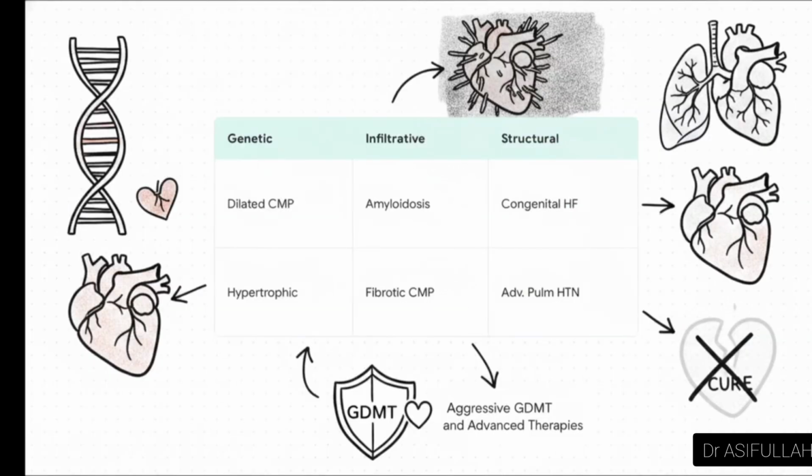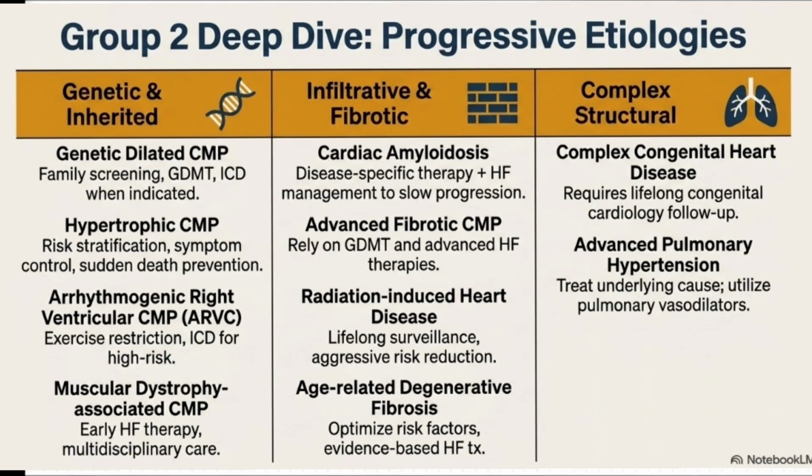Let's look at the specific etiologies driving this progressive decline. We're talking about conditions like cardiac amyloidosis in the infiltrative group, or genetic cardiomyopathies like hypertrophic and arrhythmogenic right ventricular cardiomyopathy. These fall heavily into this irreversible group. You also have complex congenital structural diseases.